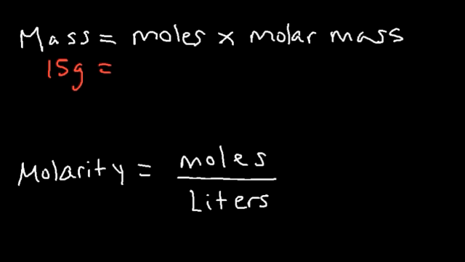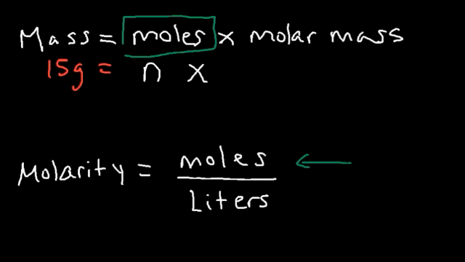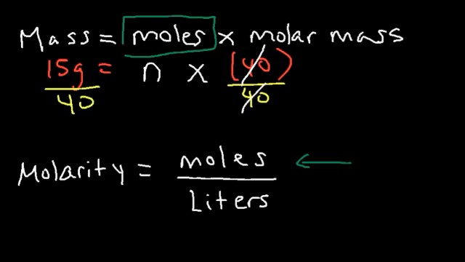So in the first equation, we need to solve for moles. Once we get moles, we can plug it into the second equation. So 15 grams is equal to the number of moles, which in chemistry, moles is represented by the letter n. Think of PV equals nRT. So I'm just going to use n for moles, times the molar mass, which we already know to be 40. So to solve for n, you've got to divide both sides by 40. So n is 15 divided by 40.